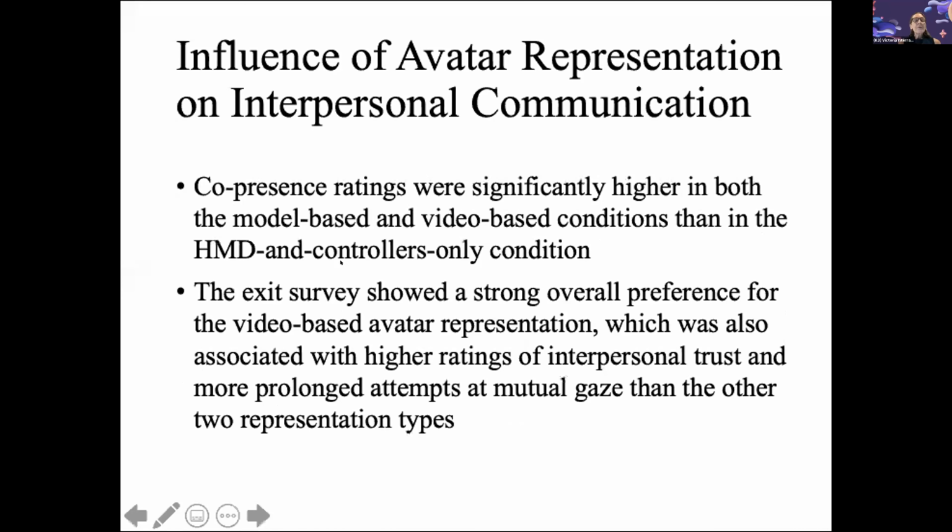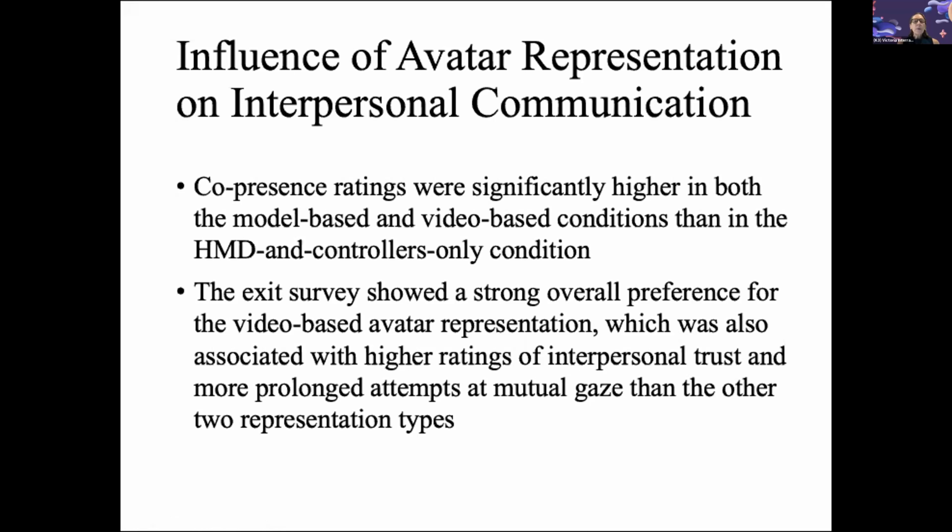So what we found is that the ratings of co-presence were significantly higher in both of the model-based and video-based avatar conditions than in the headset and controllers only condition. And the exit survey also showed a strong overall preference for the video-based avatar representation. The video-based avatar representation was also associated with high ratings of interpersonal trust and more prolonged attempts at mutual gaze than the other 2 representation types.